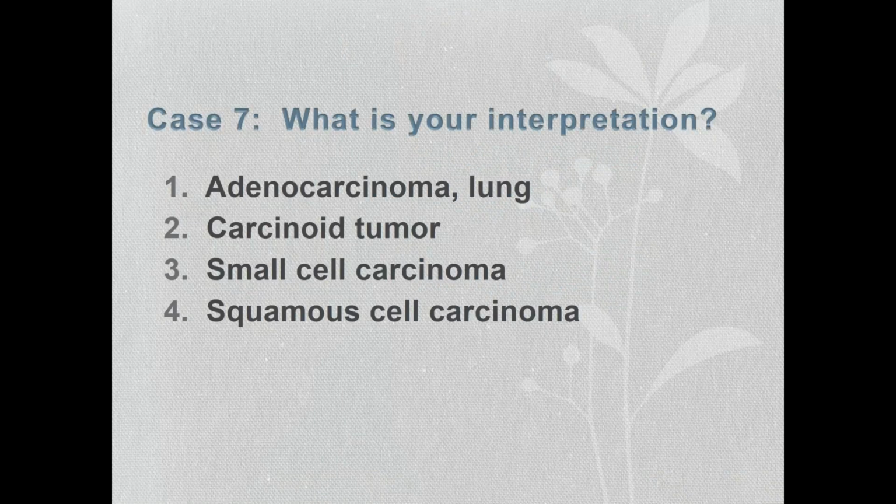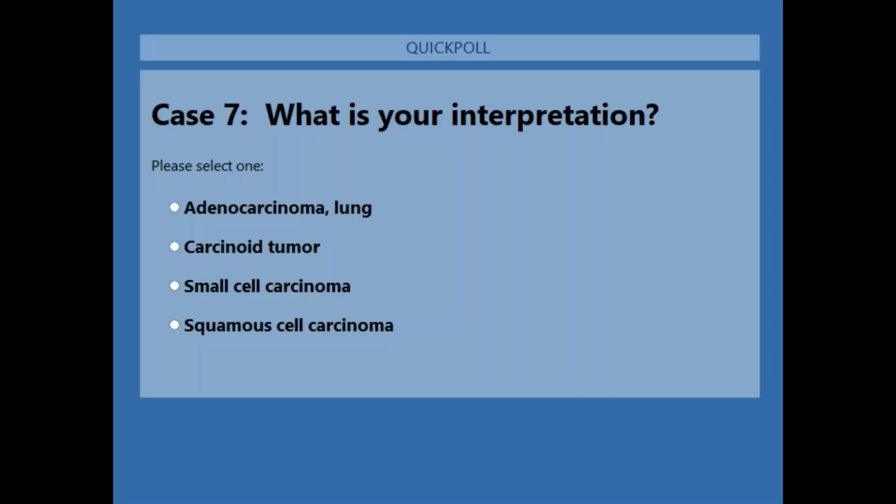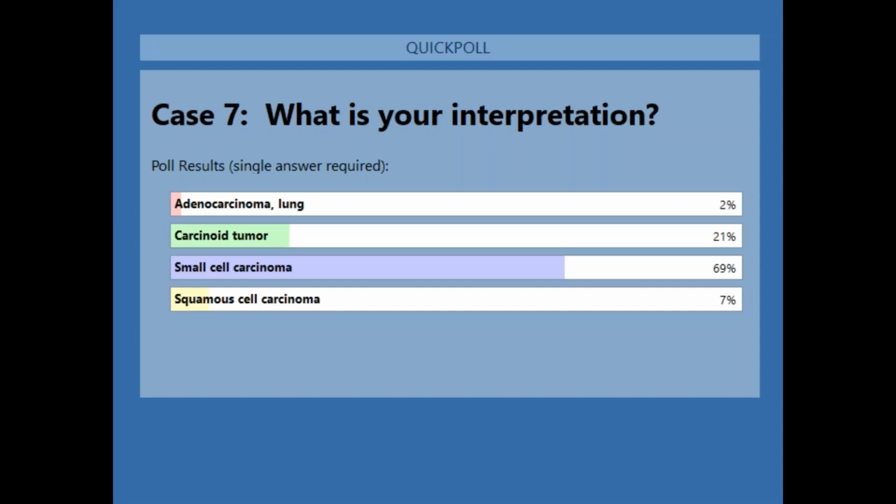So for case 7, what is your interpretation? Adenocarcinoma of the lung, carcinoid tumor, small cell carcinoma, or squamous cell carcinoma? Okay, the poll is now open. And in a few seconds, I'm going to ask Joanne to share the poll with us. Looks like your vast majority is calling this small cell carcinoma.